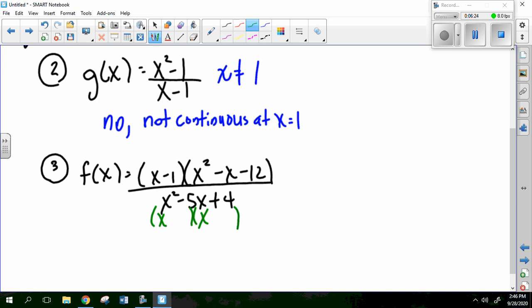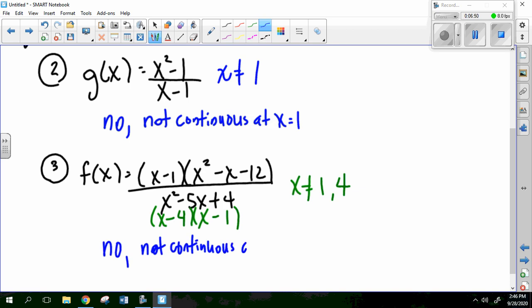We need two negatives, one that multiplies to be 4 and adds to be 5: 4 and 1. So we know that x is not allowed to equal positive 1 and positive 4, because if I plug them back in, they would give me 0 on the bottom. So now we can answer our question: no, this one is not continuous at x equals 1 and 4.